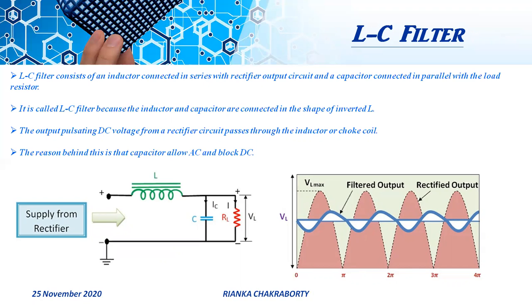Any fluctuation that remains in the current even after passing through the choke is largely bypassed around the load by the shunt capacitor. So this is the output waveform of LC filter. This is the rectified output, the red portion, and these blue lines are the filtered output.